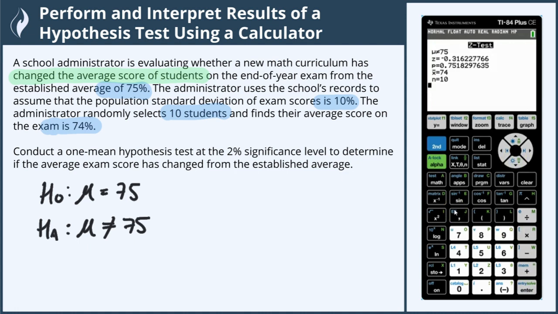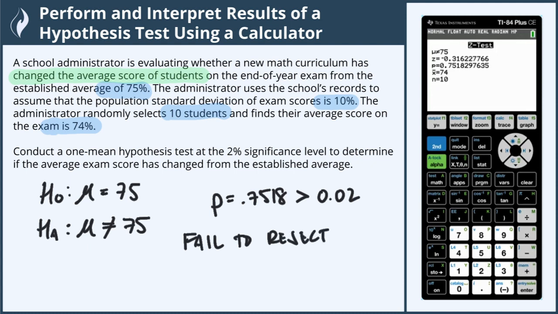And so we get a p-value here of 0.7518, which is much larger than our alpha value of 0.02. We are going to fail to reject the null hypothesis.